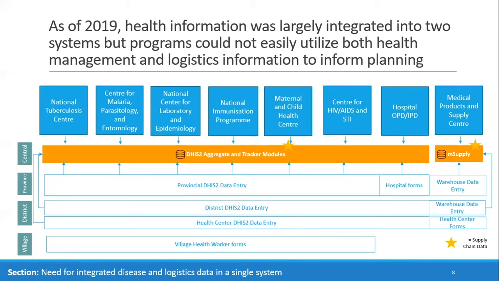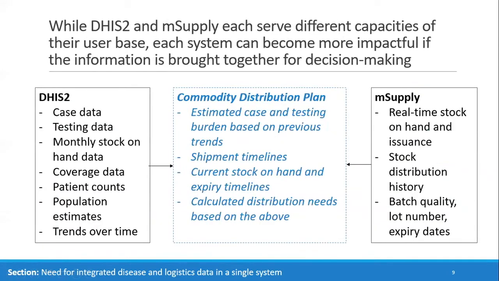Thank you. So as Dr. Chansley was saying, our M-Supply system, which is used within warehouses for stock management, is really effective and the right tool for warehouse management, where we look at real-time stock on hand data, issuance, distribution history, as well as very detailed levels of data about the stock itself. DHIS2 is also really fit for purpose for national programs looking at the bigger picture: case and testing data and coverage amounts for the population. Each of these systems is incredibly effective for different capacities of their user base. But we've noticed that each system can become even stronger if the information is brought together for decision making.